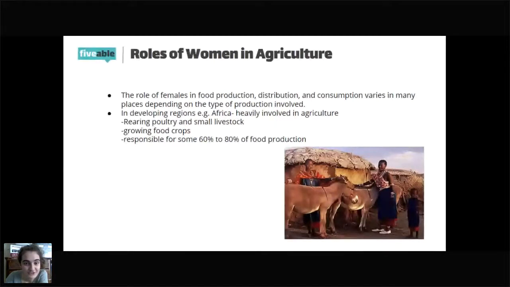Roles of women in agriculture. Women play a very crucial role in agriculture, guys, especially in North American and African countries. Most of the time, it is the women who actually produce the food, distribute the food, right? They rear a lot of animals, they rear the small livestock too. They grow the crops, right?